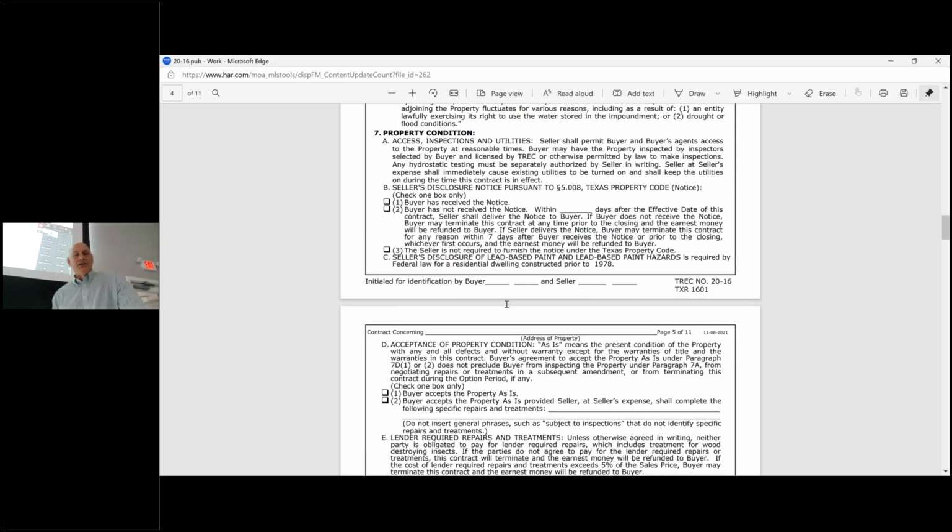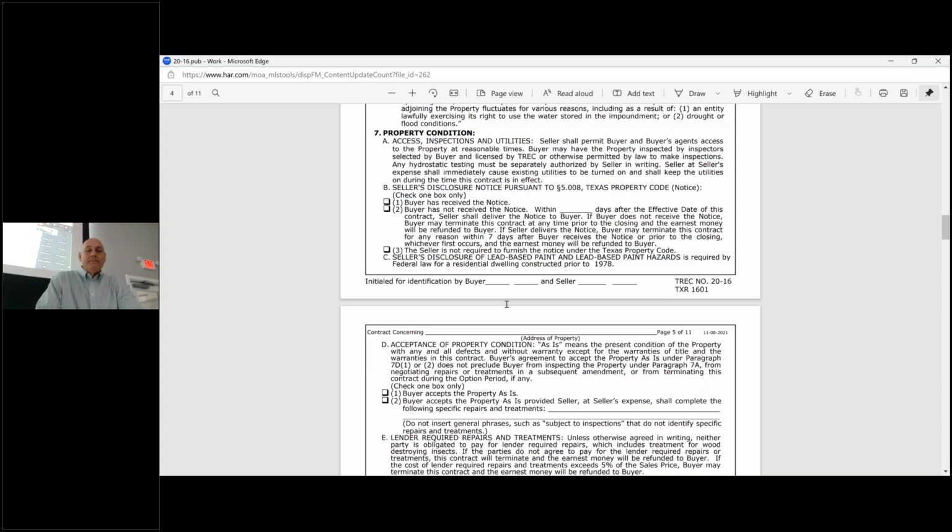All right. Property condition. And this is interesting. Let's look at 7A. Access, inspections, and utilities. Seller shall permit buyer and buyer's agents access to the property at reasonable times. Reasonable times, reasonable notice. Buyer may have the property inspected by inspectors selected by buyer and licensed by TREC or otherwise permitted by law to make inspections.